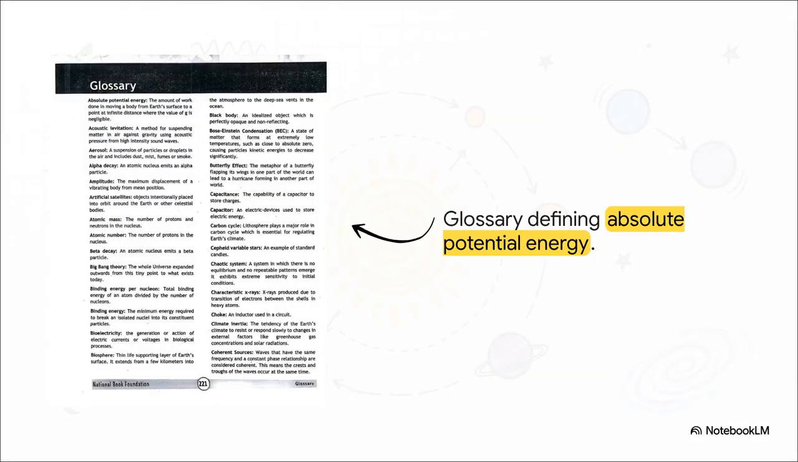This brings us to the formal definition of absolute potential energy. It is the amount of work done in moving a body from Earth's surface to a point at infinite distance where the value of g is negligible. Think of it as the total energetic cost to entirely break a body free from Earth's gravitational grip and put it at an infinite distance away.